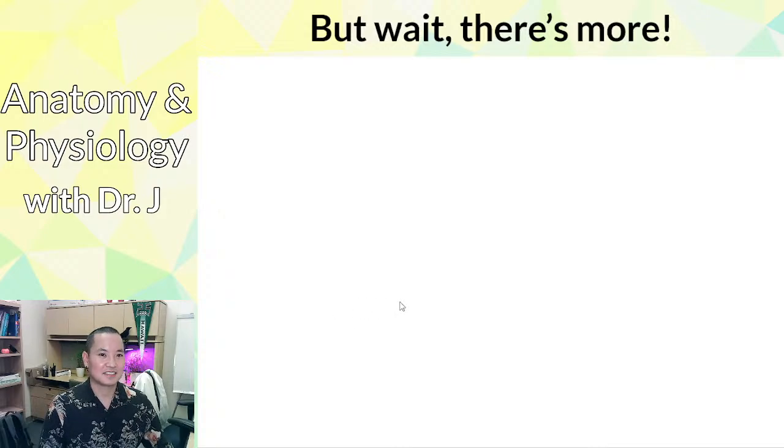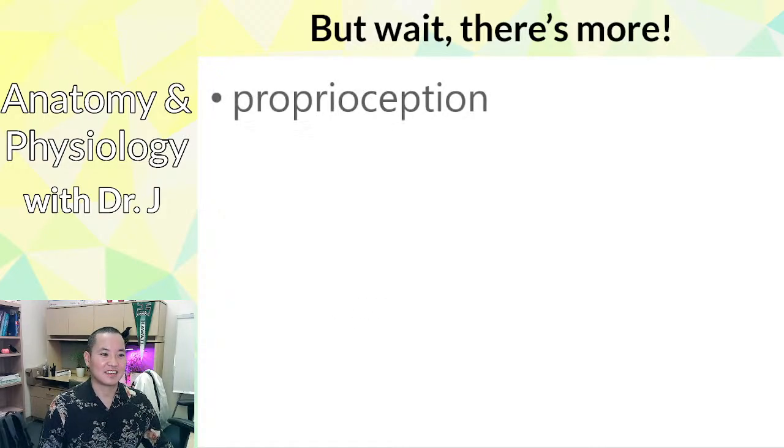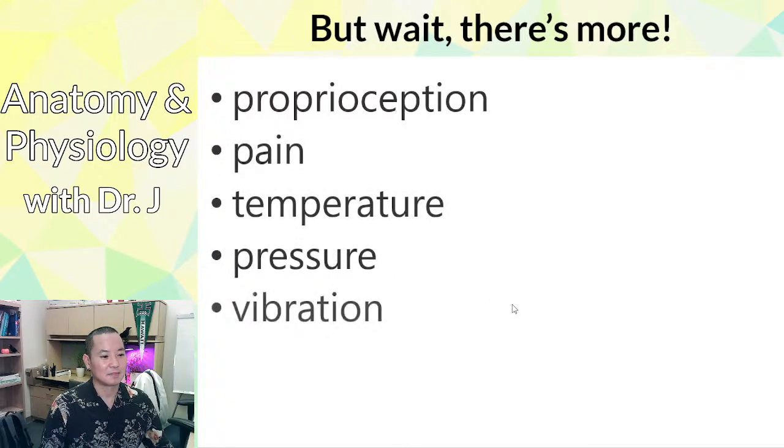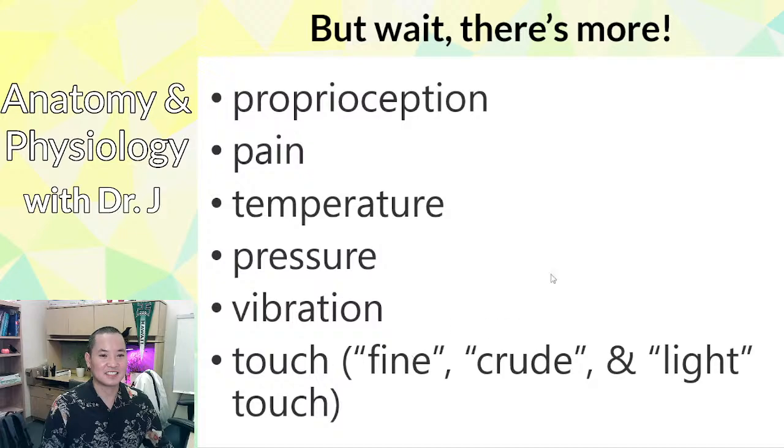But the thing is, are there just 5 senses? There are more senses. These include proprioception, pain, temperature, pressure, vibration, and touch is not only just one sense. It can actually be broken down into further senses as well. And this is things like fine touch, crude touch, light touch. So fine touch is like, okay, you can tell the details of something you're touching.